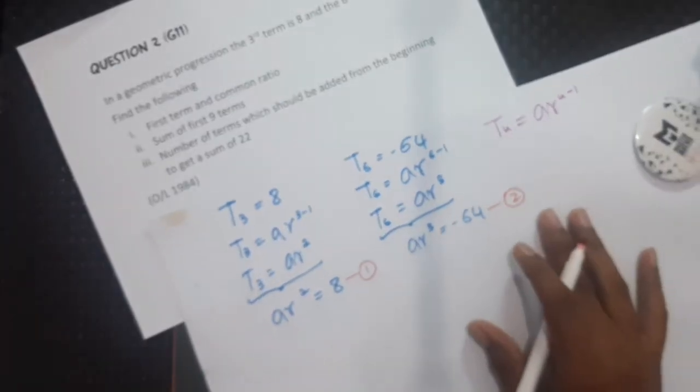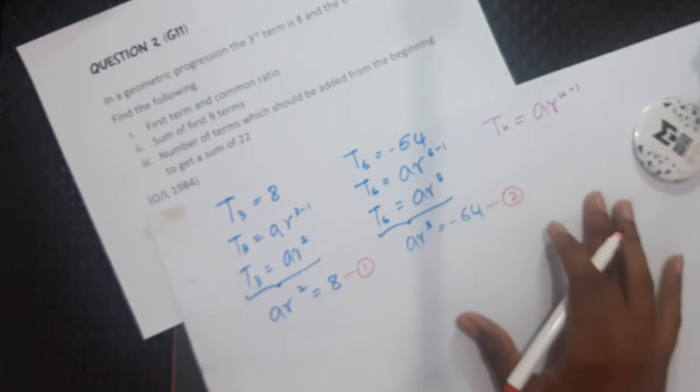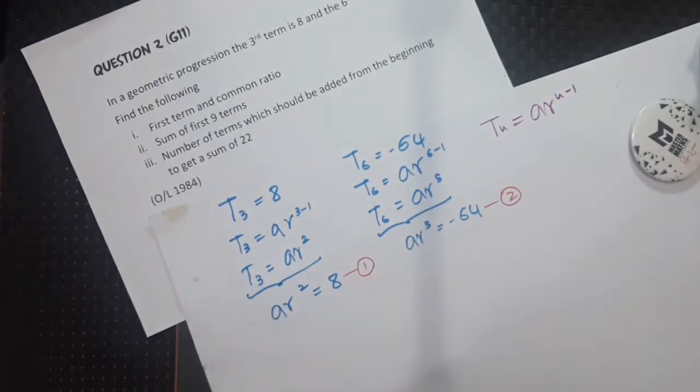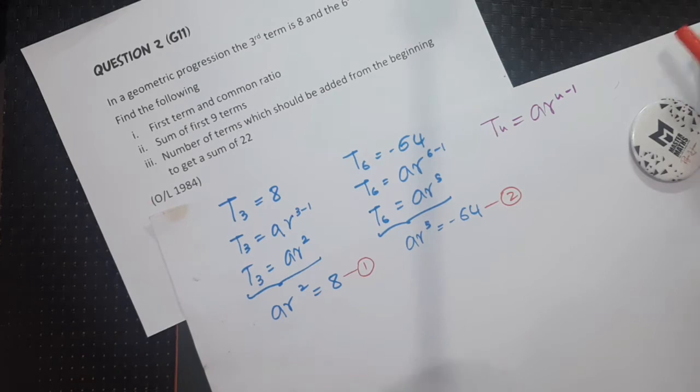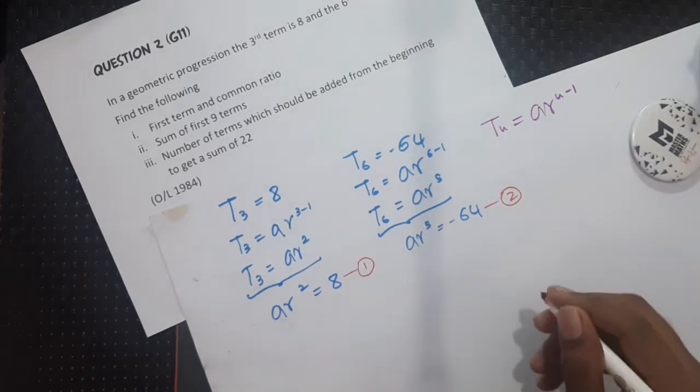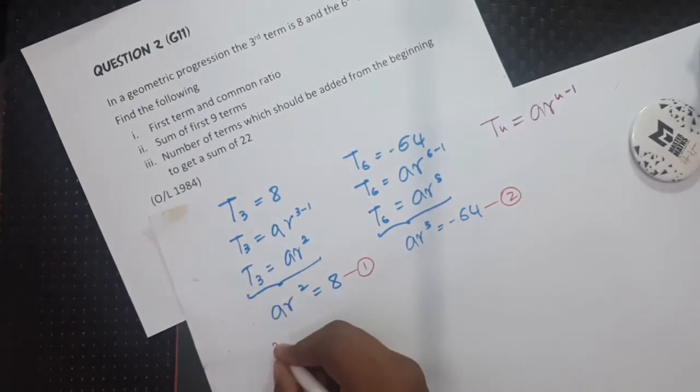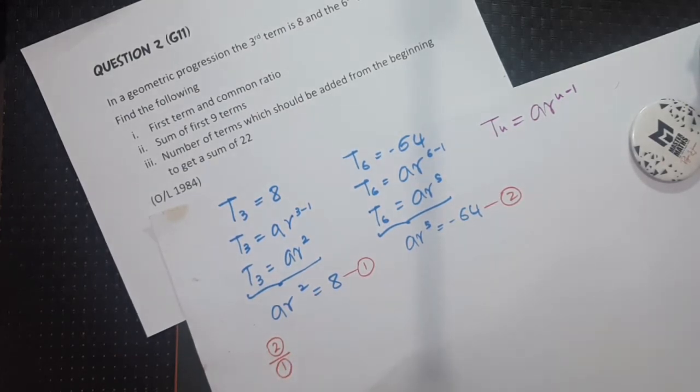Usually in simultaneous equations, we add the two equations or else we subtract. But I have told you all in the theory class, both online and physical, that if you have two equations in geometric progression, you are supposed to divide them. Always you have to divide. So in here, to make my work easier, I will divide the second equation by the first equation. You can do the other way around also.